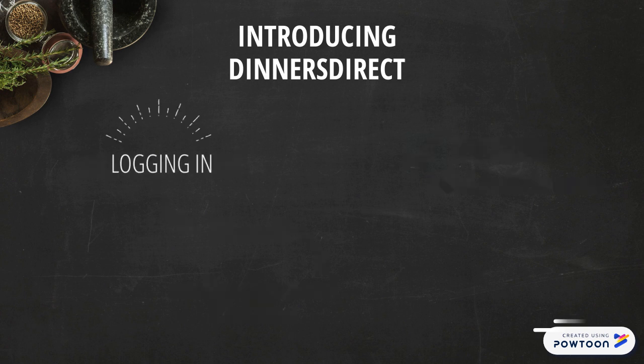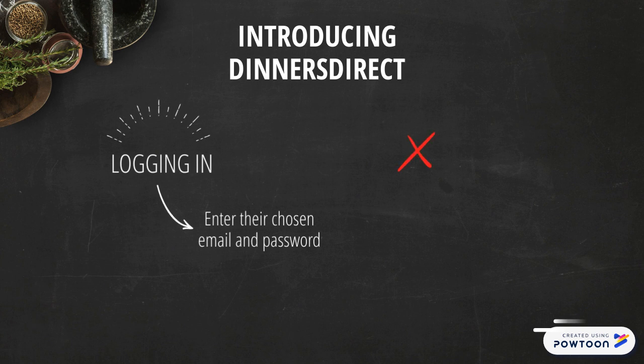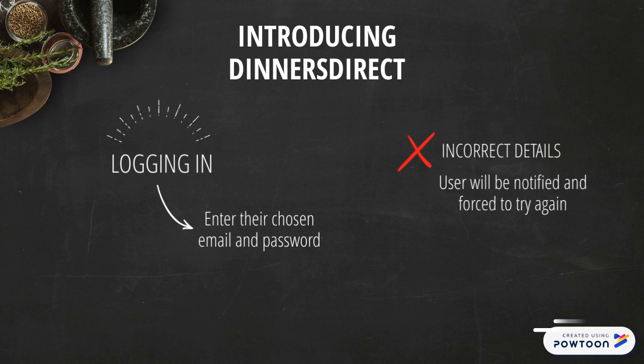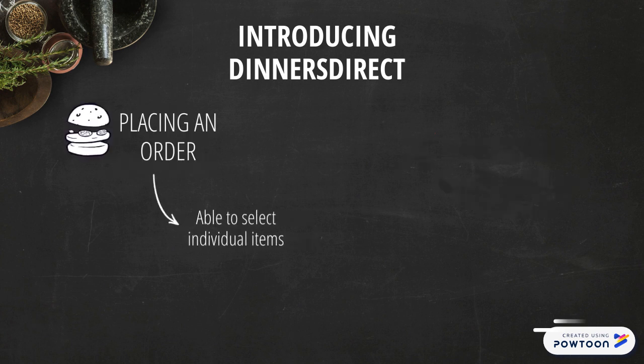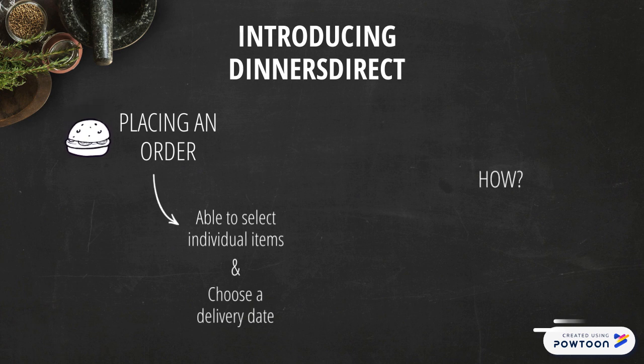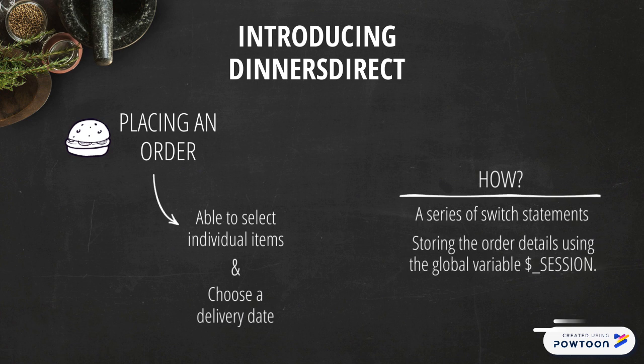Logging in. The user or the customer should be able to enter their chosen email and password. If the details are incorrect, the user will be notified and forced to try again. Placing an order. The customer should be able to select individual items and choose a delivery date. Choosing the set items for the cart variable was implemented through a series of switch statements, and storing the order details through this cart variable was done using the global variable session.